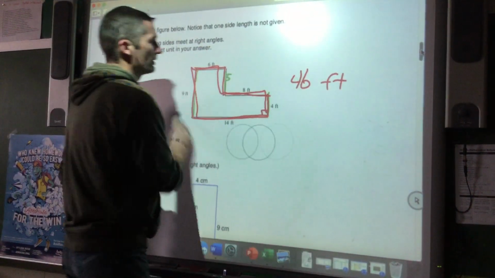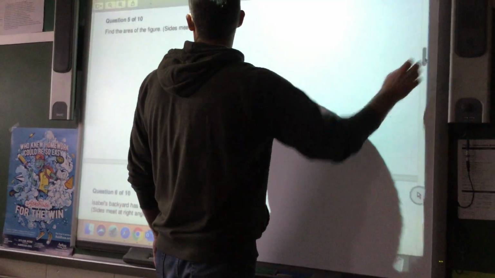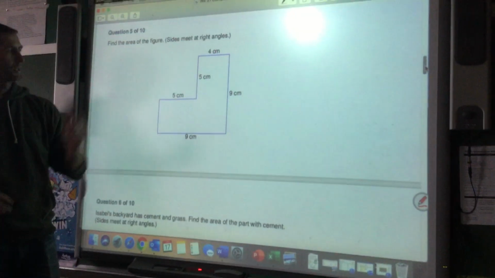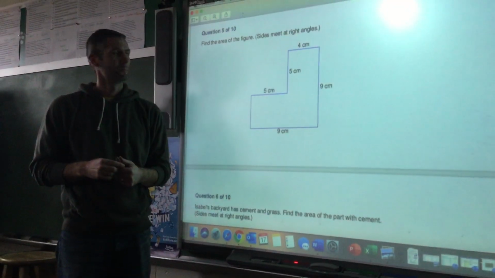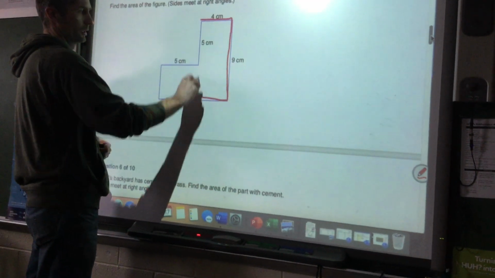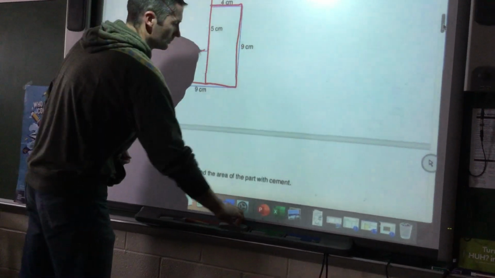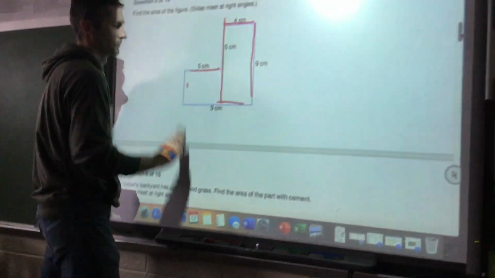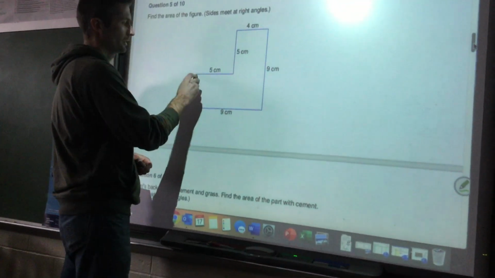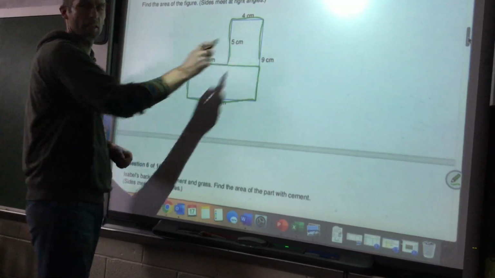Okay, question 5 now. Find the area of this figure. Okay, we could do this a lot of different ways. I could break it up into two rectangles. There's one, there's another, and I could add both of them. I could make this a rectangle, and this a rectangle, and then add them.